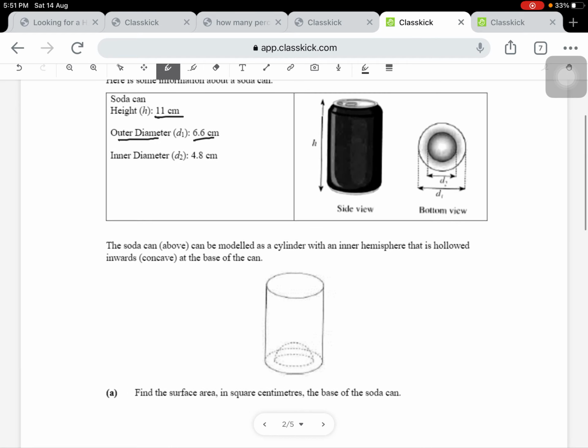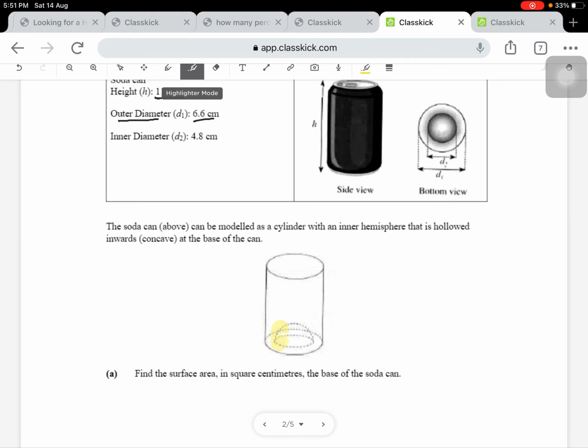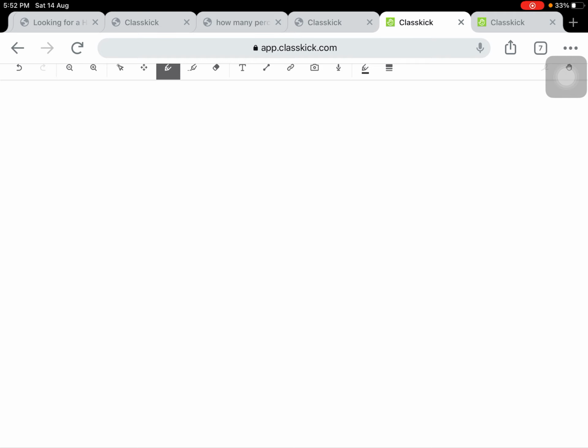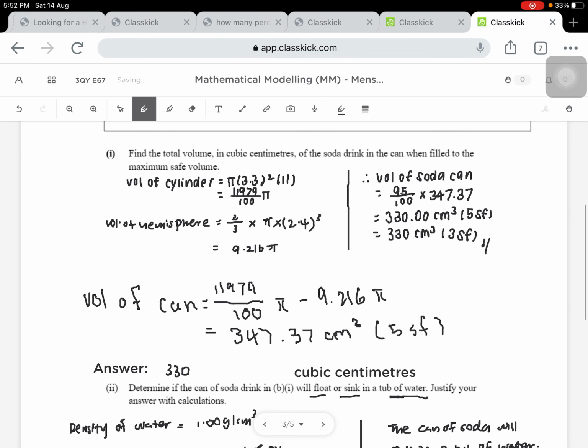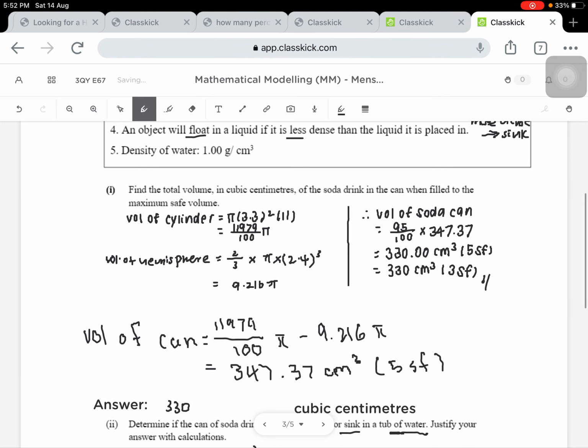This hemisphere is found over here, and we have to find the volume of this hemisphere so that afterwards we can subtract it from the volume of the cylinder, because this hemisphere here dents into the can. So to find the volume of the can, we have to take 11979 over 100 pi minus 9.216 pi, and in our calculators, the answer will be 347.37 cubic centimeters, leaving our answer in 5SF.